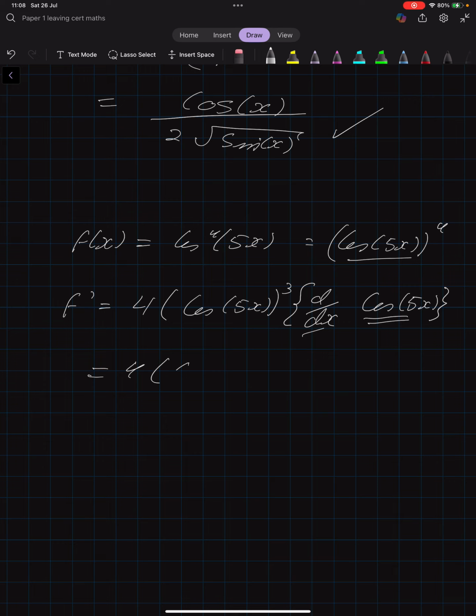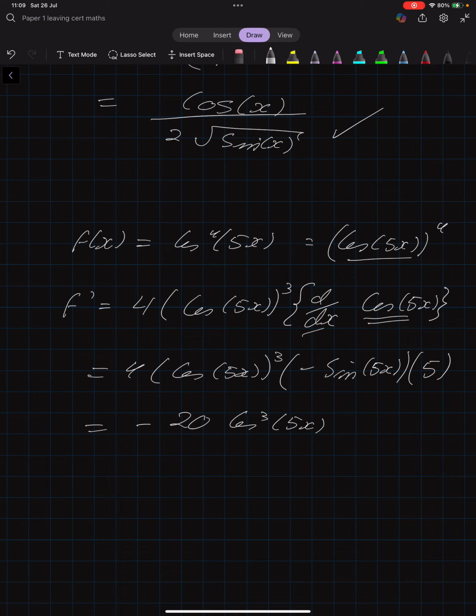But I get 4 cos 5x cubed. Again, if this was just cos x, I just differentiate it, and what would I get? I get minus sine. So it's just minus sine of 5x. Again, multiplied by the derivative of the thing that I pretended was x. I pretended 5x was just x, so that's just 5 pops out. So I'm just left with minus 20 cos cubed 5x sine 5x. And that's that. Okay.